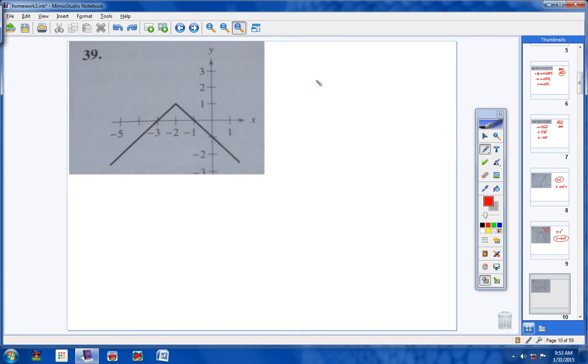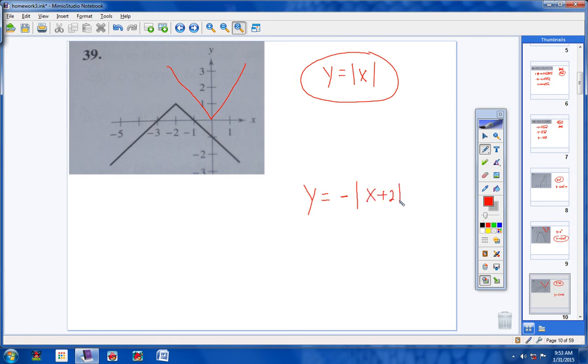Okay, number 39, the original function would have been this right here. So there's your original function, absolute value of x, and it looks like this. So it has been flipped. It's been rotated in the x-axis, so we know we're going to put a negative sign not directly to the x. We know it's been shifted over to the left, okay? So it's going to be a positive 2 on the inside. And then we know it's been shifted up, positive 1, okay? So we're going to put a positive 1 right here, okay? There we go. Over to the left, positive 2, up positive 1, rotated in the x-axis, so negative sign, not directly to the x. All right, number 40.